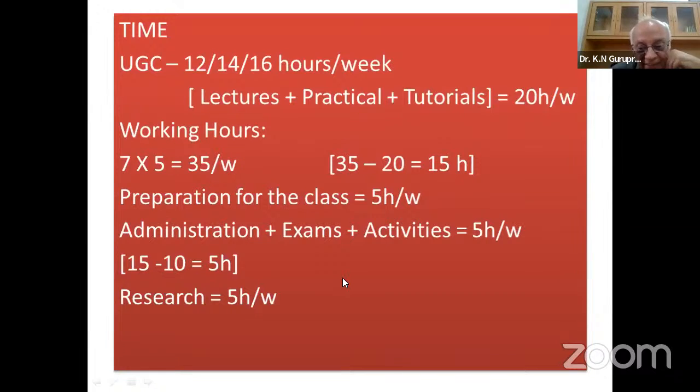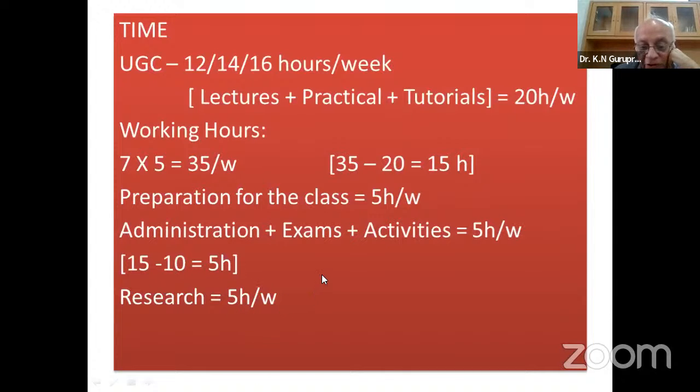So you need to find more time if you are interested in doing research, along with your other responsibilities. If you are working in a college or a university, you will have all these responsibilities of taking lectures, depending on your position, 12, 14, or 16 hours a week. And then also, you will have the responsibilities in administration, exams, and other activities, student activities. So doing all these and then finding time for research makes it difficult.